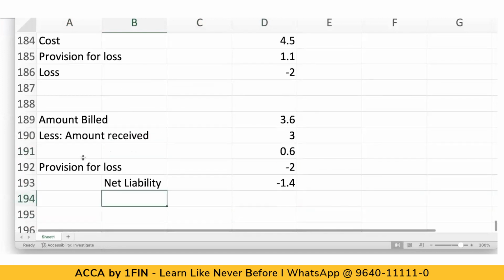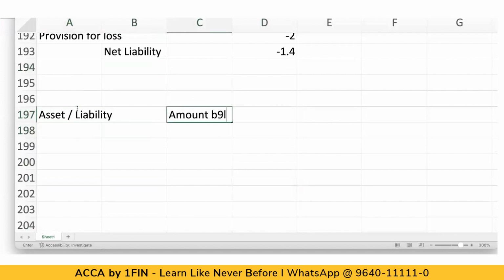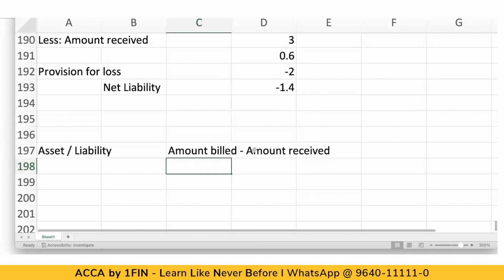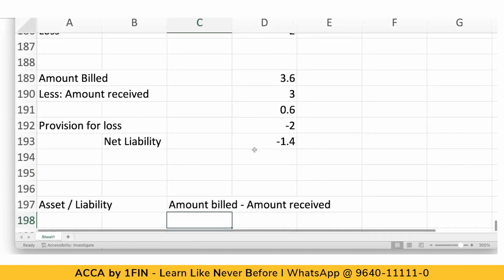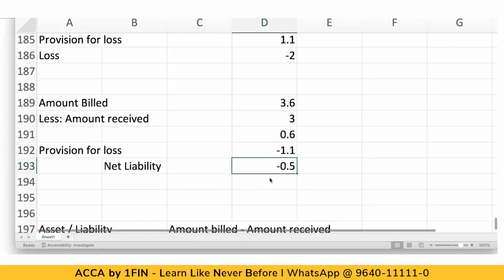Okay. So generally, when the question is about asset or liability, you have to see amount billed minus amount received. If amount billed is greater than the amount received, then it is an asset. If amount billed is less than the amount received, then it is a contract liability. Okay. So yes. But provision for loss is 1.1 in the current year. It's 1.1 is the liability, no, sir. Other 2 year. Sorry. 1.5. So that makes it 0.5.